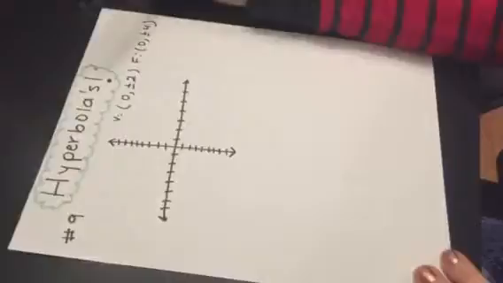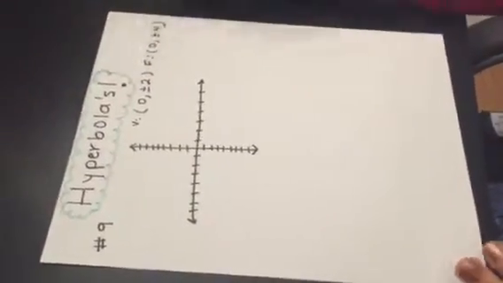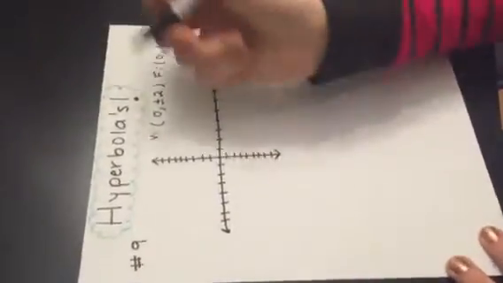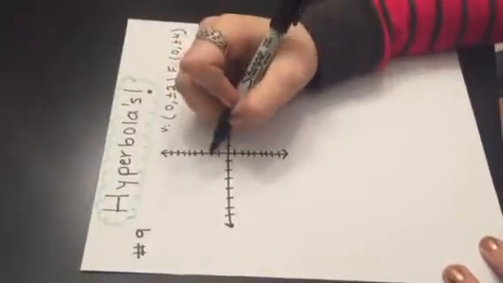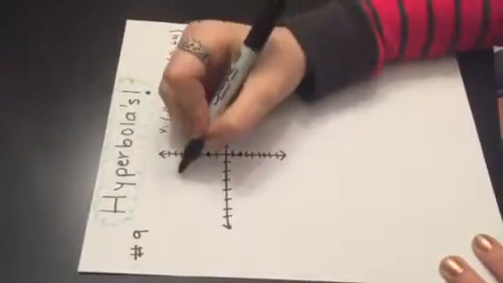So today we're going to be finding the standard form of a hyperbola given the vertices and the focus. First of all, you graph your given information. So 2 here and you have 2 here. And you can draw your graph.